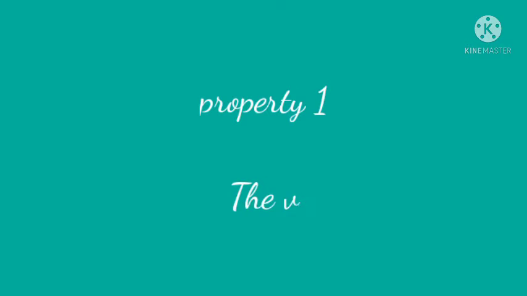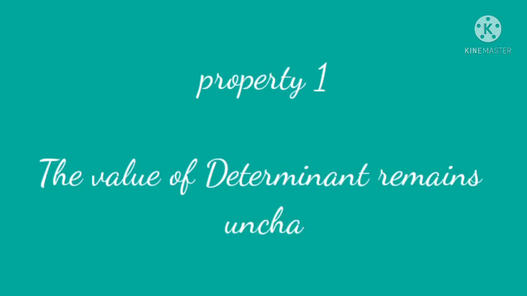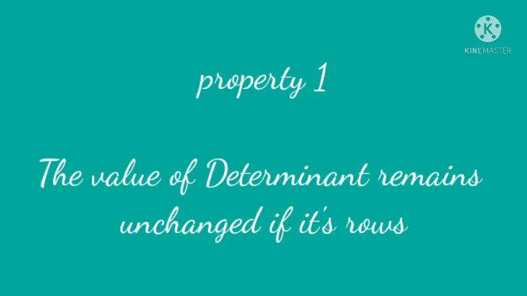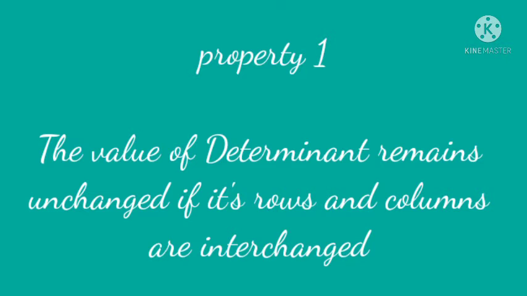Property number 1. The value of a determinant remains unchanged if its rows and columns are interchanged. That means in a determinant, if we interchange all the rows into columns and columns into rows, we can see that the value of the determinant remains the same. That is property number 1.